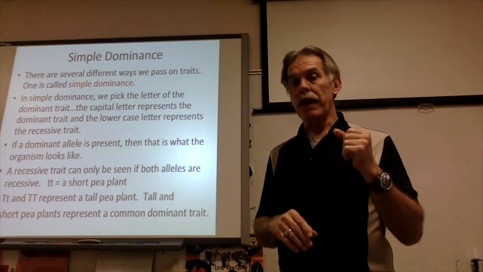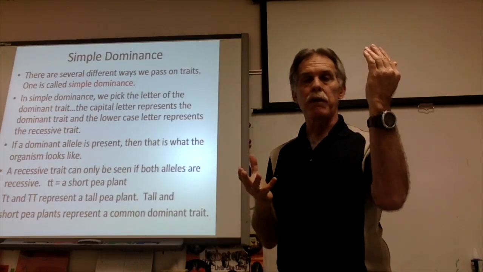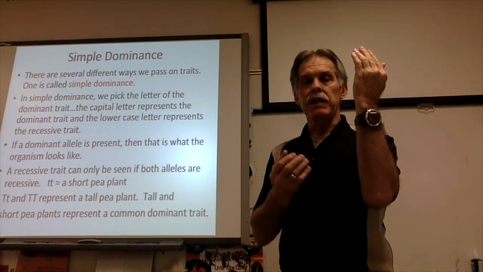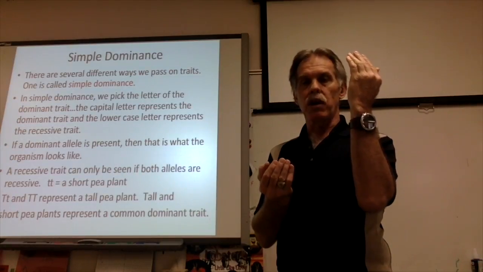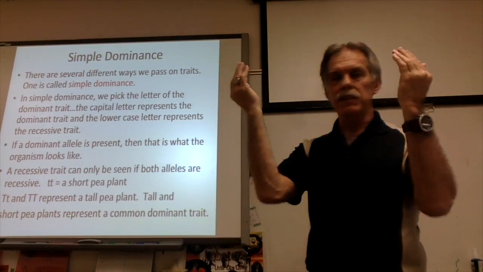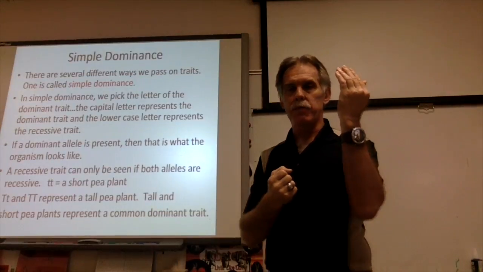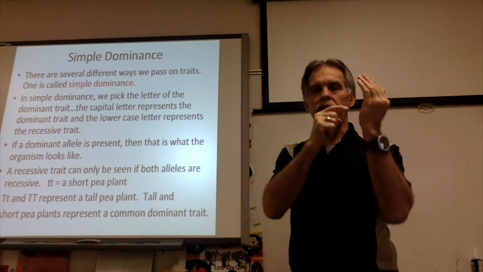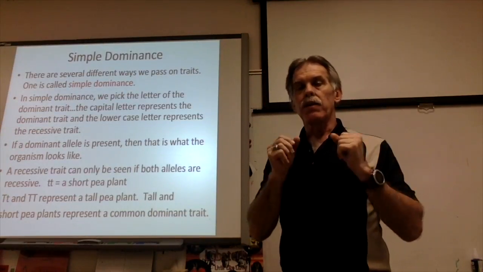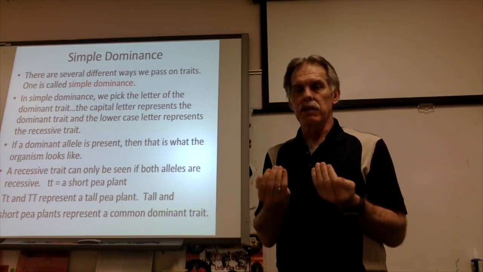So for pea plants, tall is dominant. Big T means you're a tall pea plant. If you have big T, big T, well, it's still tall. If it's big T, little t, it's still tall. And in most cases, it's no taller than the heterozygous big T little t. It just means that if you have that, you're tall. The only way you can be short in pea plants is to have little t, little t.